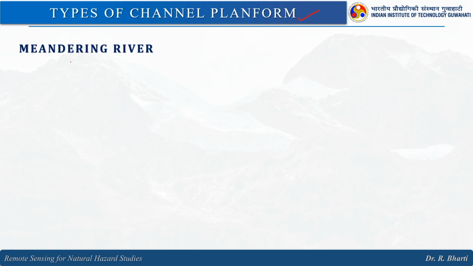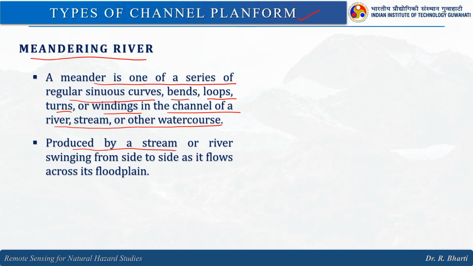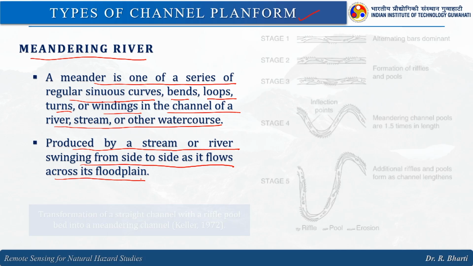So we were discussing the different types of channel planform. Now we will continue this with the meandering river, right? A meander is one of a series of regular sinuous curves, bends, loops, turns or windings in the channel of a river, stream or other watercourse. It is produced by a stream or river swinging from side to side as it flows across its floodplain.